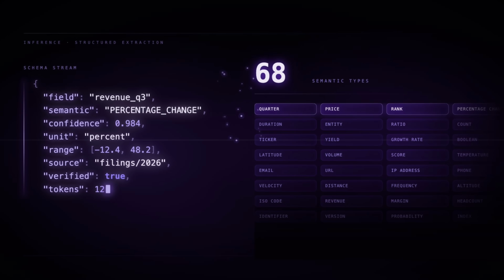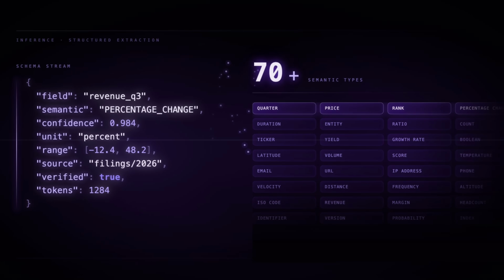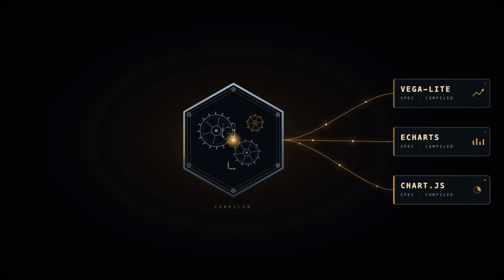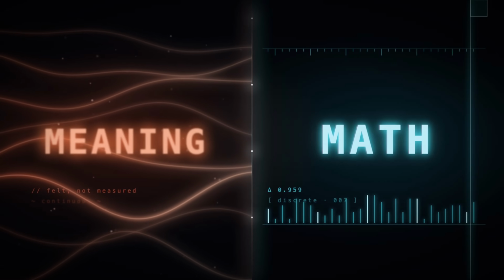The model writes about 10 lines of JSON that only describe meaning, using semantic types: quarter, price, rank, percentage change, over 70 of them. Then a deterministic compiler takes over, makes every geometric decision, and emits a real Vega-Lite, eCharts, or Chart.js spec. The model does meaning, the compiler does math.